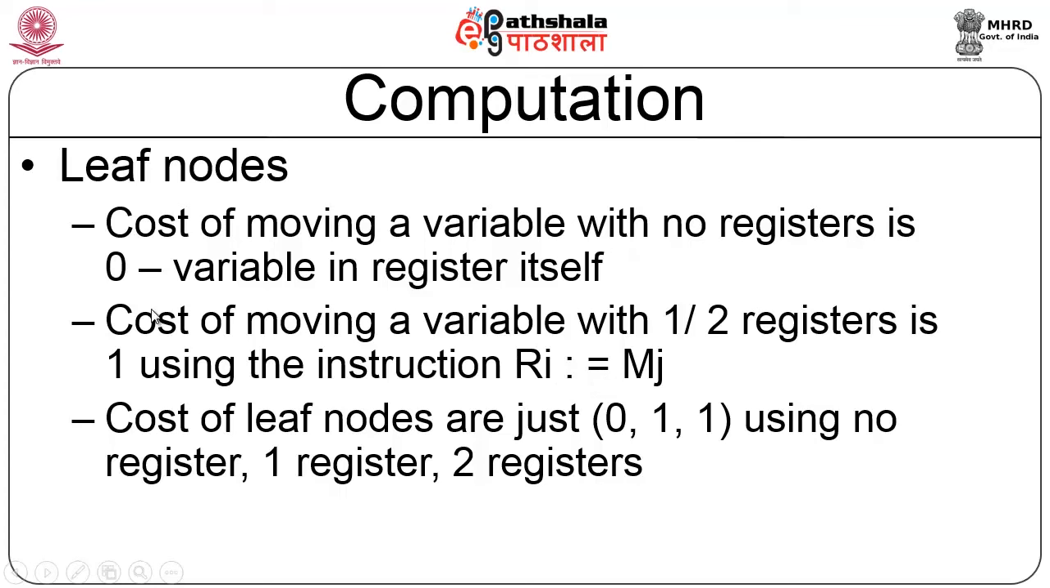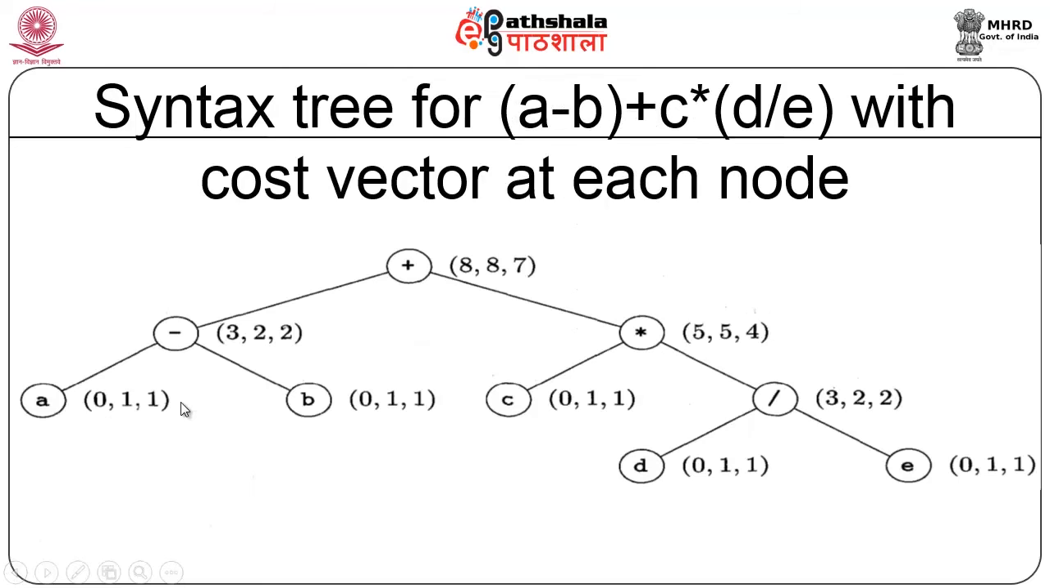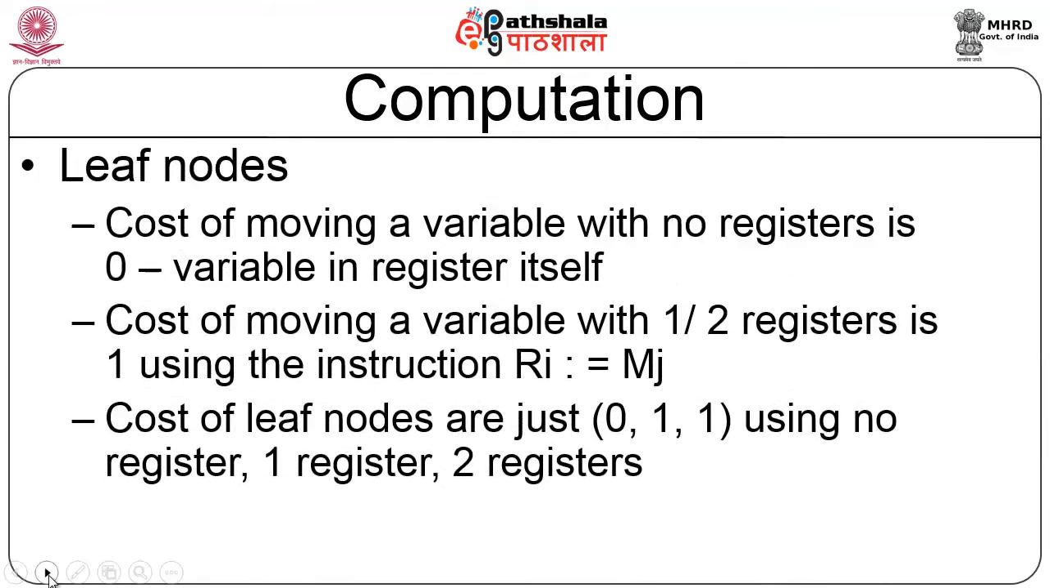So, cost of computing this particular node, the leaf node, will be 0, 1, 1 because with 2 registers also I have to issue the same instruction only. With 1 register also I have to issue the same instruction only. Therefore, the cost of computing the interior node is going to be only 0, 1, 1. So, you can see that all these instructions are going to have 0, 1, 1. The next node is at 3, 2, 2. Okay, we will see how this is getting computed.